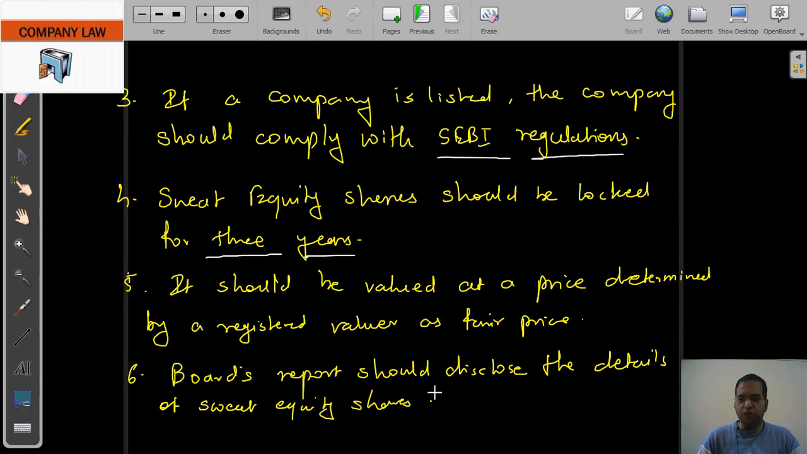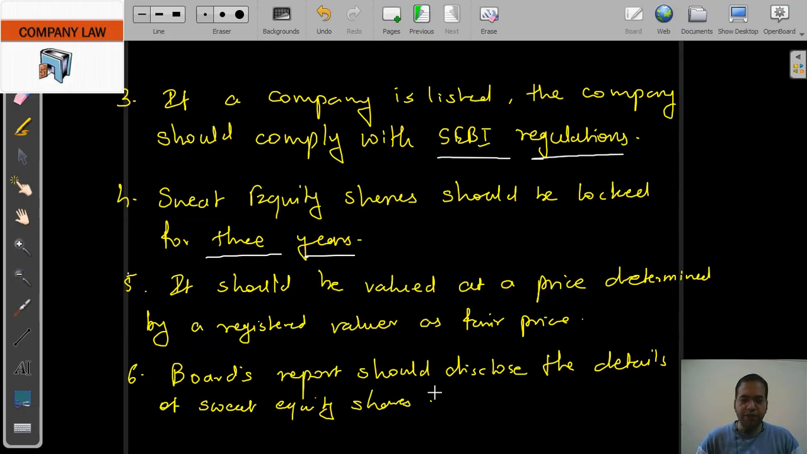The board's report is a report given by the board of directors to the shareholders of the company every year. It should contain, for the last preceding year, how many shares have been issued as sweat equity shares to the shareholders. So everything should be properly maintained, and then maintenance of the register.